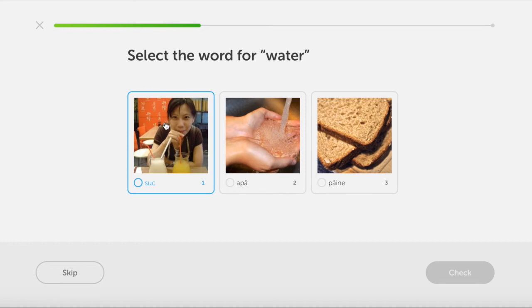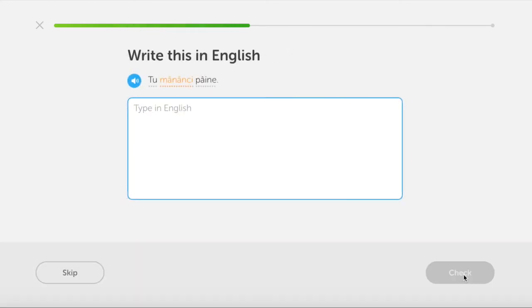Continue. Select the word for water. In the first image we have suc. Second one, apă. Third one, pâine. Pâine means bread. Apă means water. Suc means juice. So, water, apă. Check. Correct.